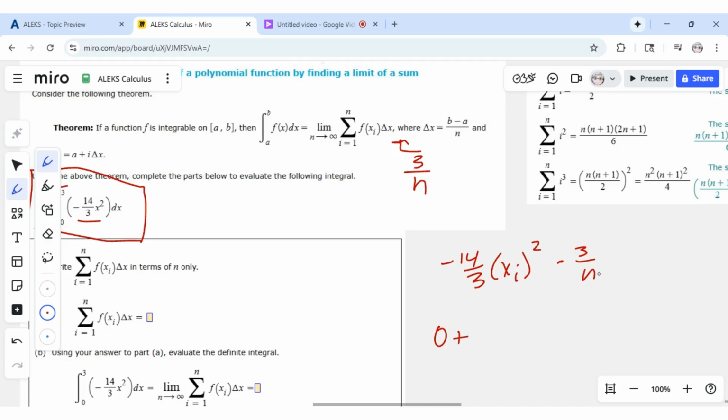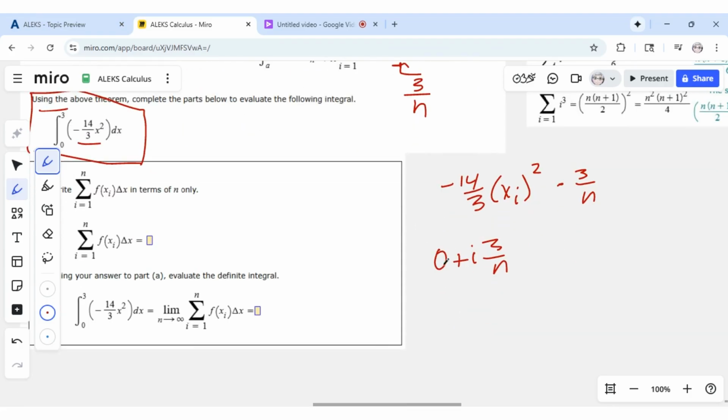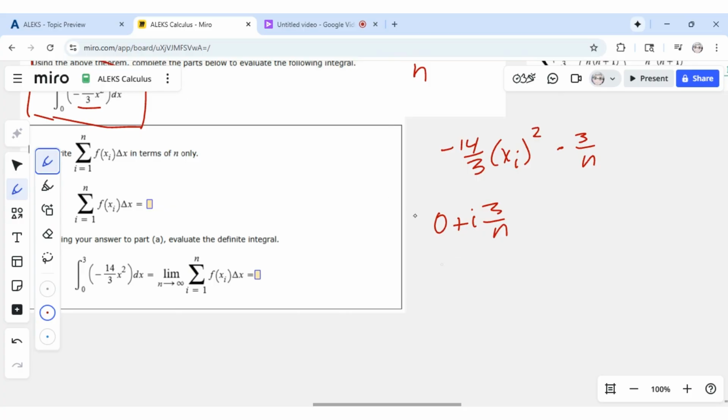So we have our starting point plus the width of our rectangle. And then for any rectangle, it's just going to be times i. So for the first rectangle, 1 times 3 over n is how far away from our starting point it is. For our second rectangle, 2 times 3 over n is how far apart it is from the beginning. So when we write that, I'll leave off the 0, but you can't leave off the number if it's some number other than 0.